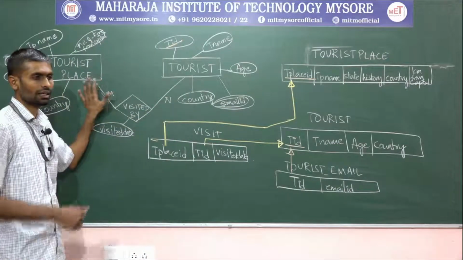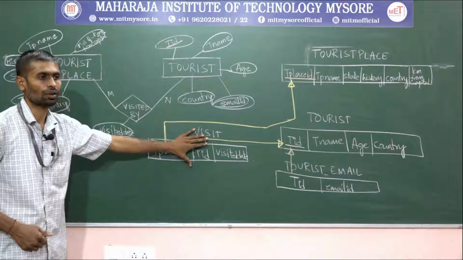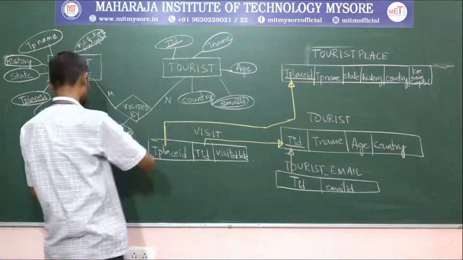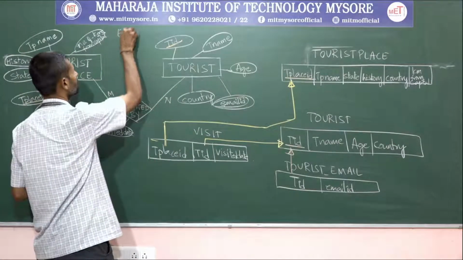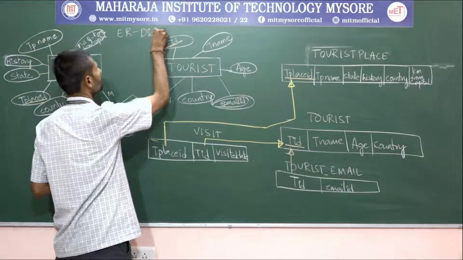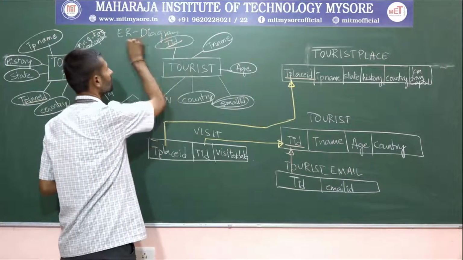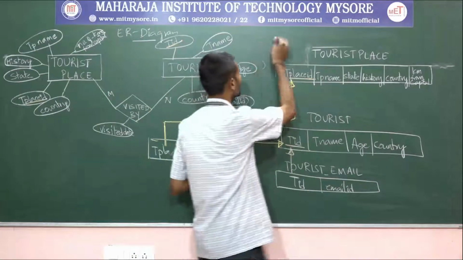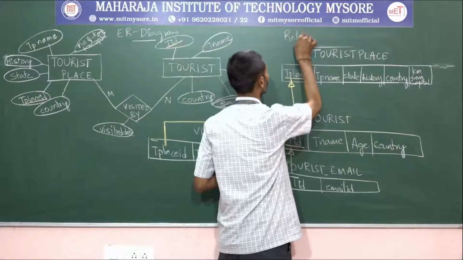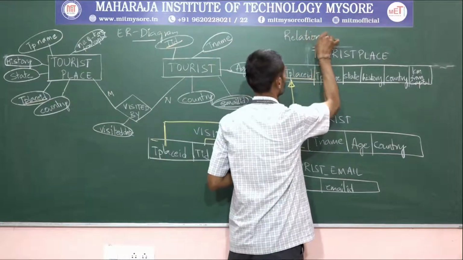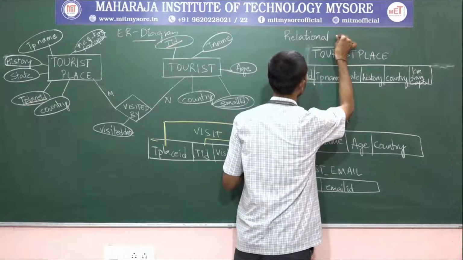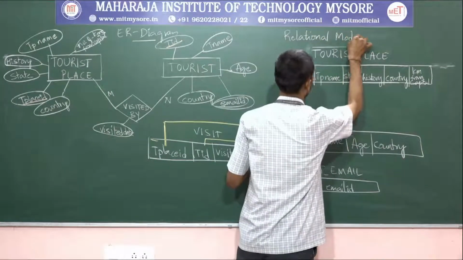This is the ER diagram equivalent relational model, guys, right? So this is an ER diagram. And this one is its equivalent relational schema, conceptual schema we can call, a relational model or schema.